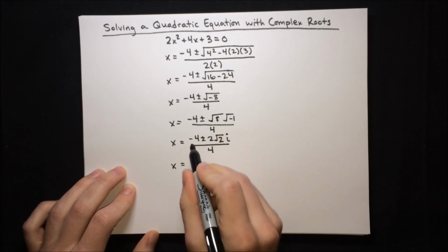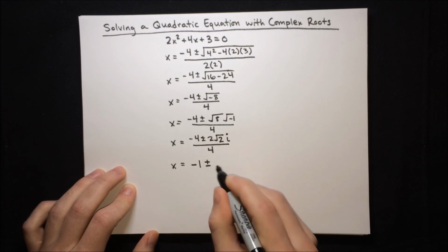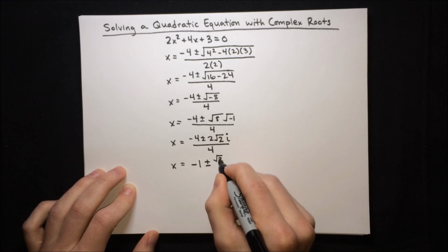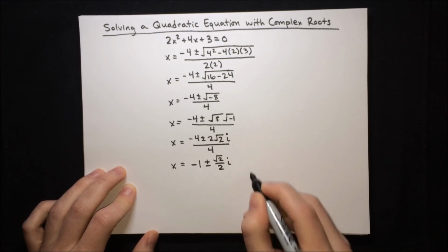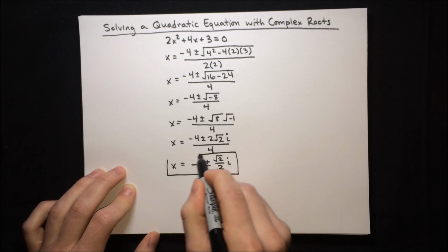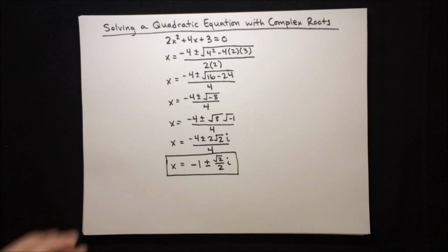So x equals negative 4 over 4, which is negative 1, plus or minus 2 root 2 i over 4. So that's like root 2 over 2 times i. And then that's our final solution. These are the complex roots of that quadratic equation.